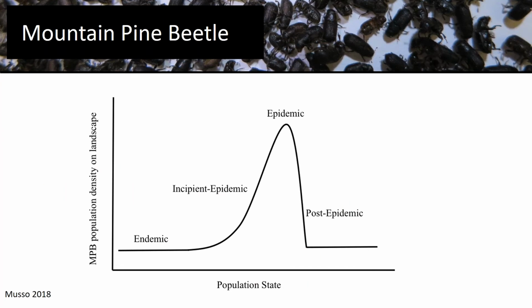Mountain pine beetle goes through different population states, which are characterized by different densities of beetle on the landscape, and this is what this graph shows. On the y-axis, we have the mountain pine beetle population density on the landscape. During the incipient epidemic and epidemic population phases, the mountain pine beetle attacks and kills healthy pine trees on the landscape.